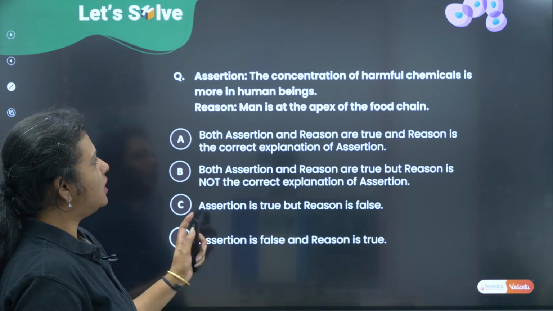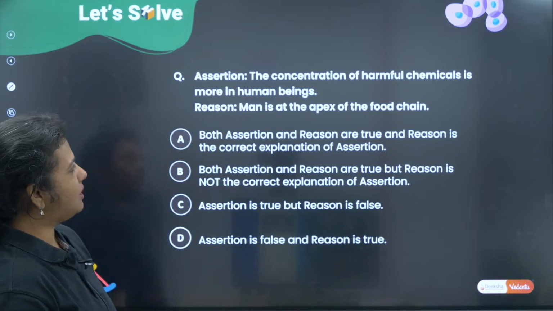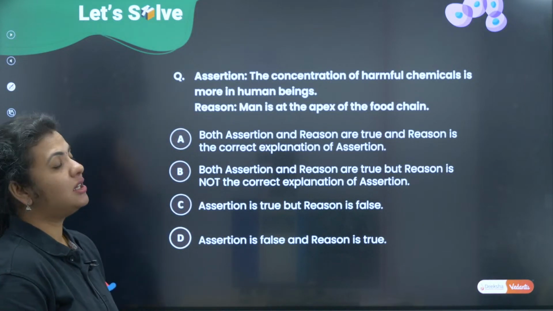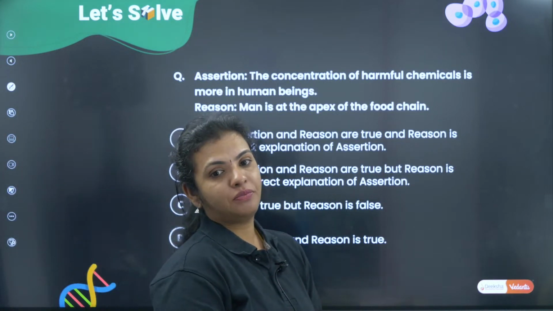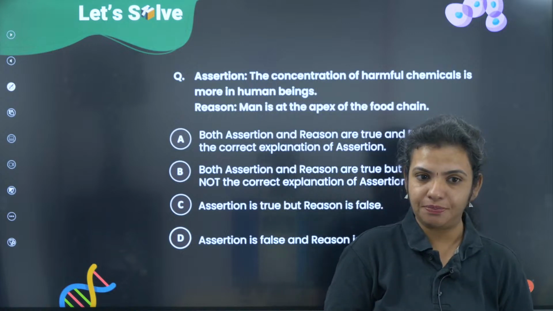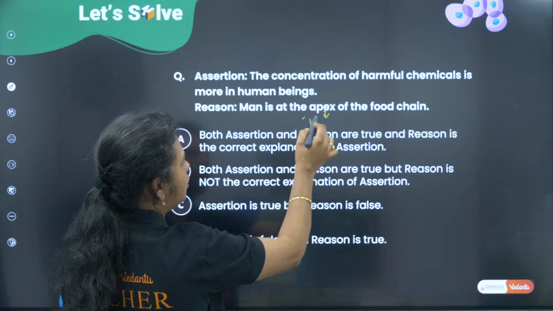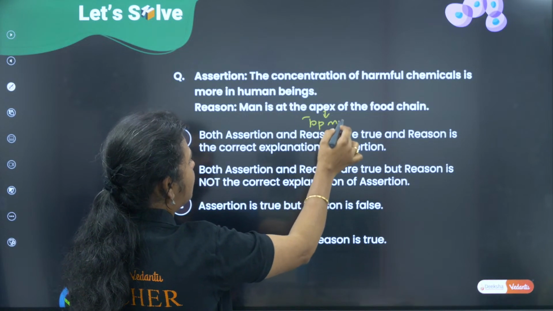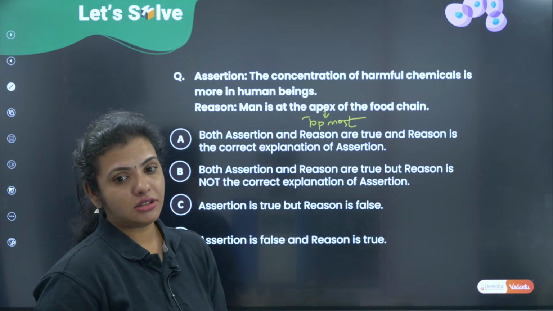Very good. Next question. Assertion says the concentration of harmful chemicals is more in human beings. Reason says man is at the apex of the food chain. I hope you know what is apex. Apex means the topmost. So please think and answer.